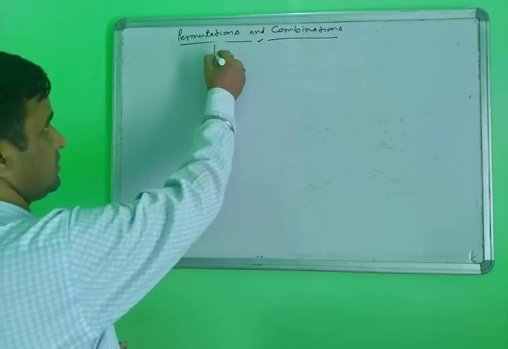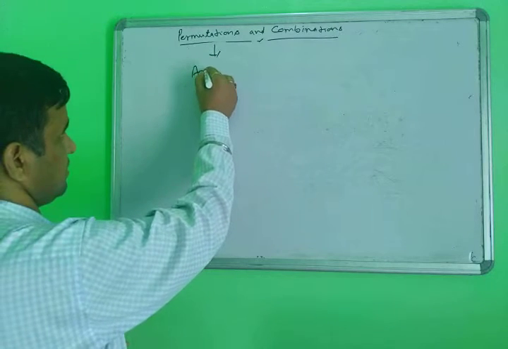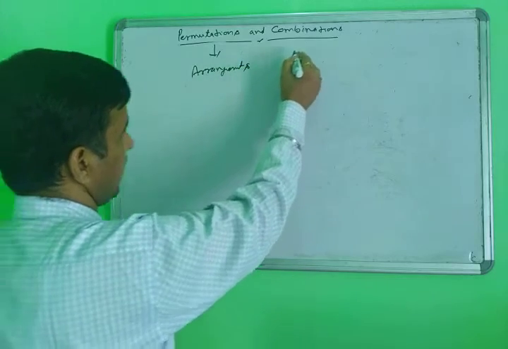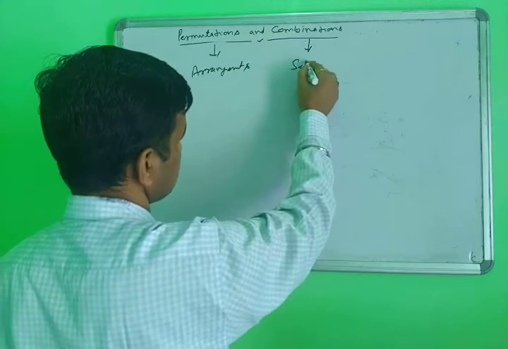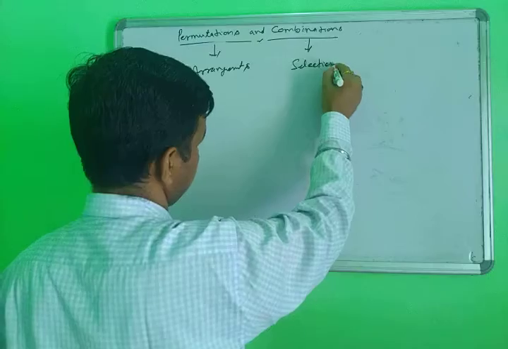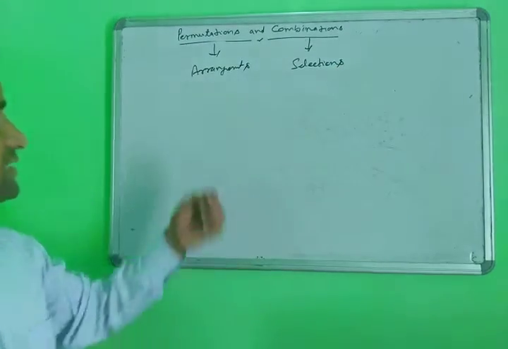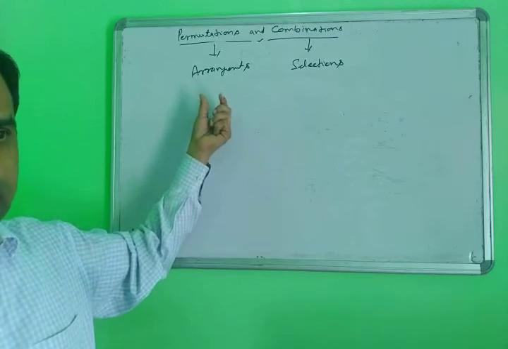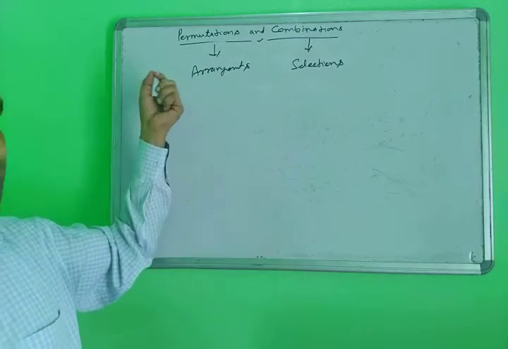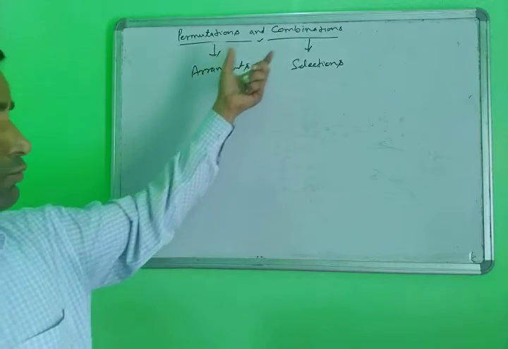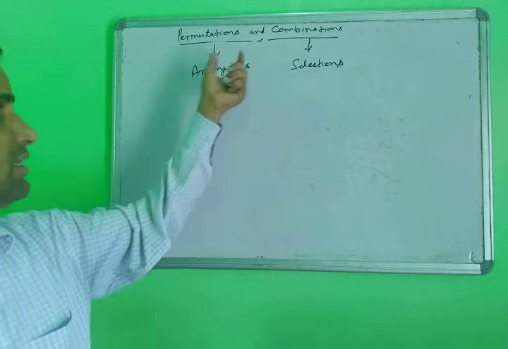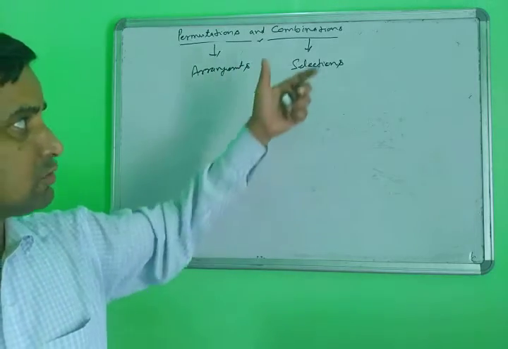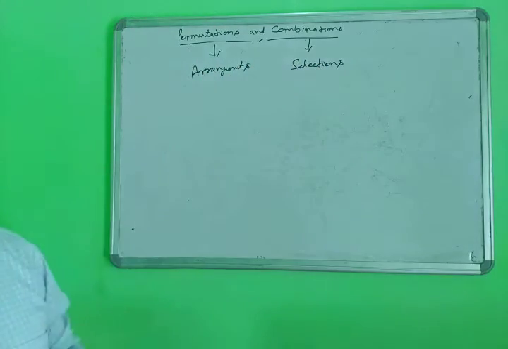Permutation is the arrangement, and combination is the selection. What is the arrangement? What is the selection? Suppose you have any things, any letters, any counting numbers: first you select, then you arrange. Without selection, arrangement is not possible. First you select, then you arrange.